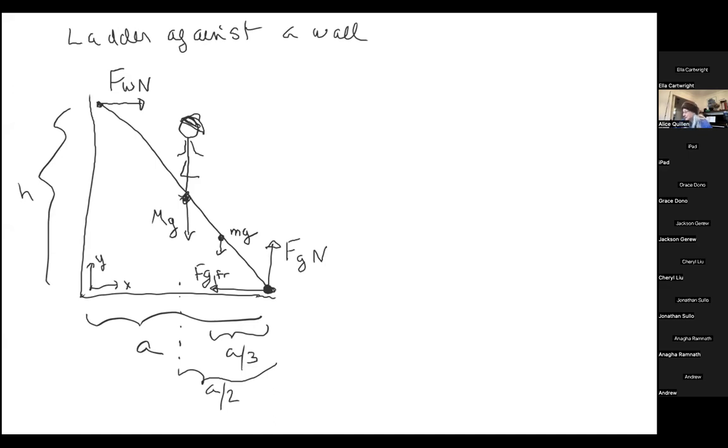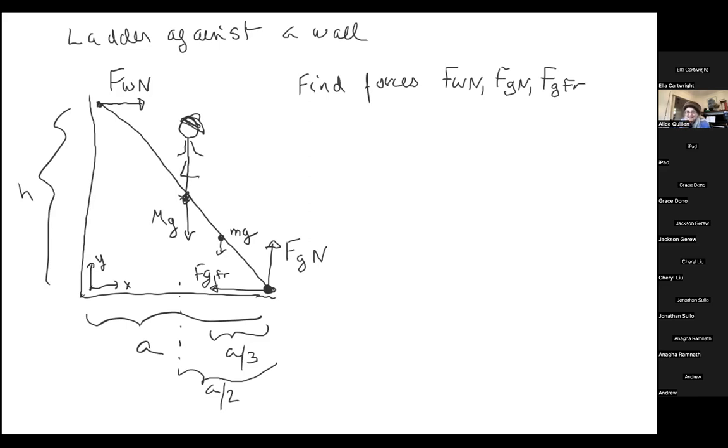Okay, so what are we actually trying to solve? Once again, we're trying to find the forces in the problem. We know big M and little m, and we know the distance A, the distance of the center of mass of the ladder, and the distance of the person on the ladder from the end of the ladder. So we're trying to find the forces from the wall and the ground. So those are 3 forces.